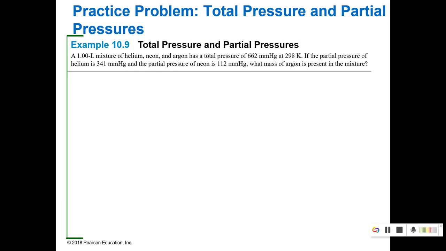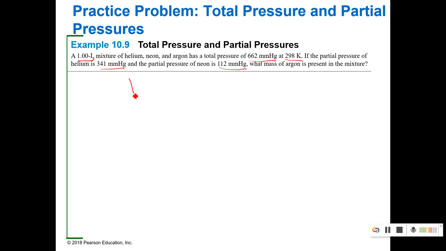All right, so here we go. We've got volume, pressure, temperature, pressure. What's the mass of argon present in the mixture? The mixture has a total pressure of 66.2 millimeters of mercury. The partial pressure of helium is 3.41, the partial pressure of neon is that, and we also have argon. It doesn't really matter to me which way you do this, but we are going to need the ideal gas law to get moles out of this.